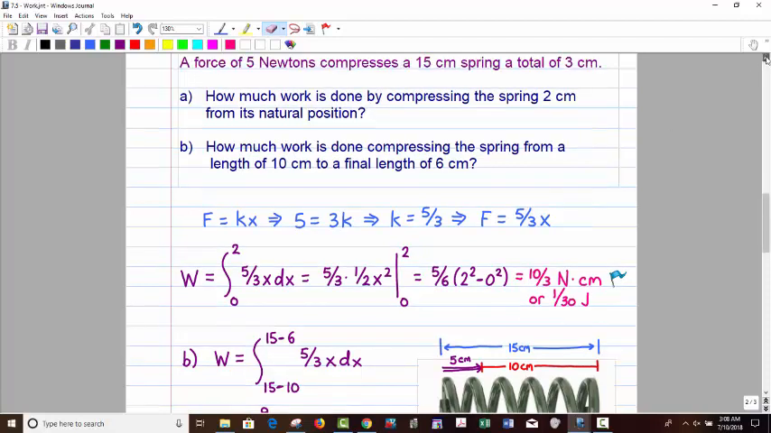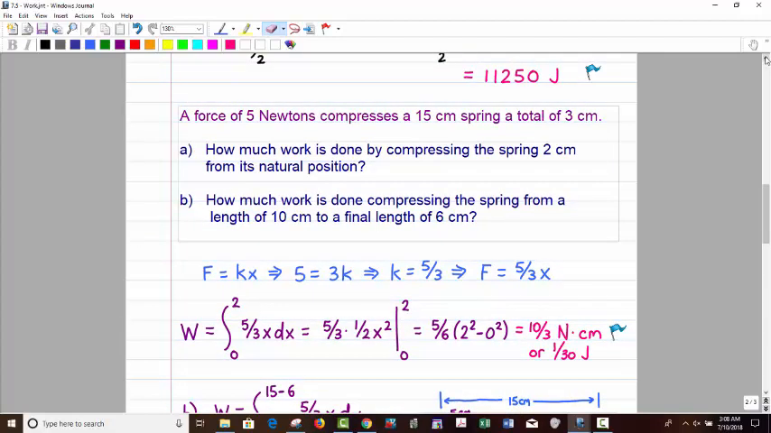Now this next one, part B, is tricky, and I always like to put this on my exam because frankly it's about the only thing that makes the spring problems challenging, or you at least have to think a little bit. How much work is done compressing the spring from a length of 10 centimeters to a final length of 6? The common mistake on this is to automatically assume the limits of integration are going to be 6 and 10. But that's not the case.